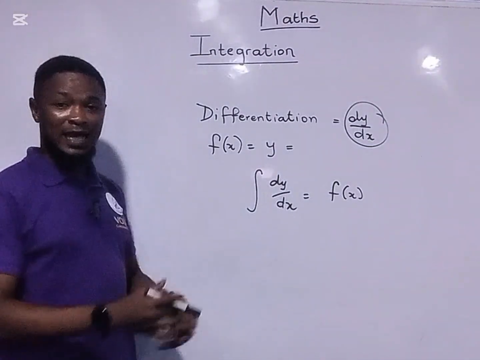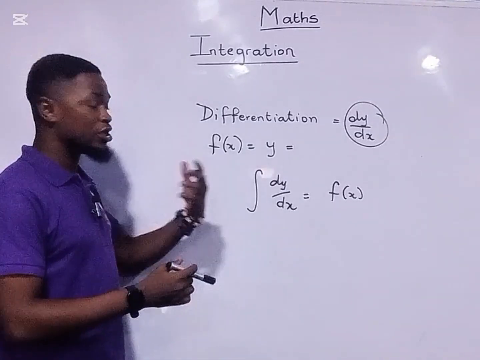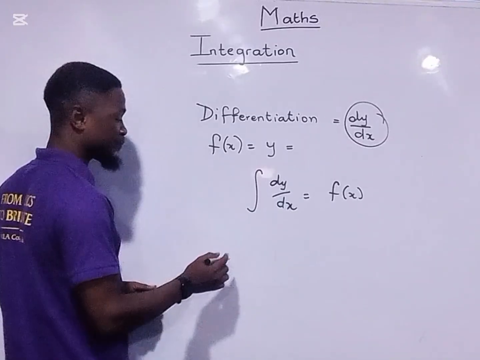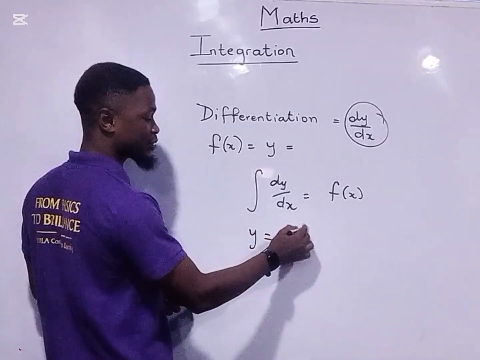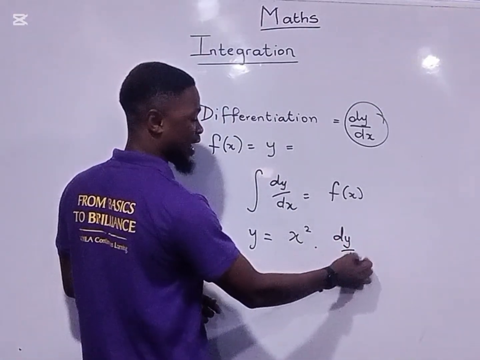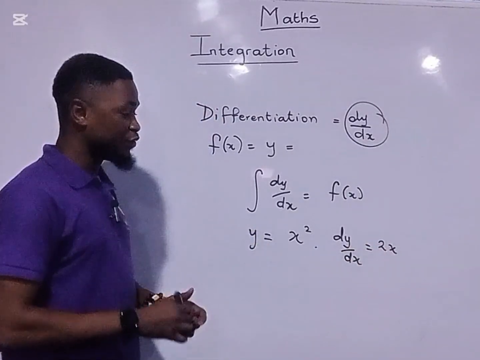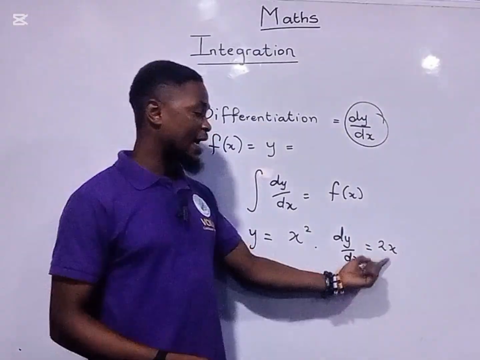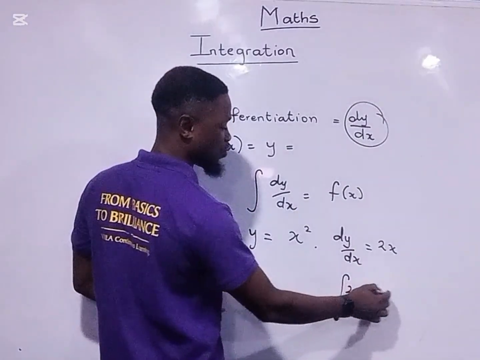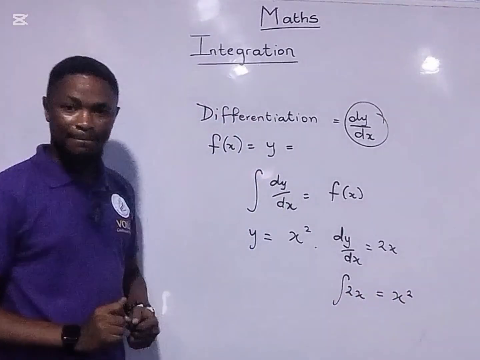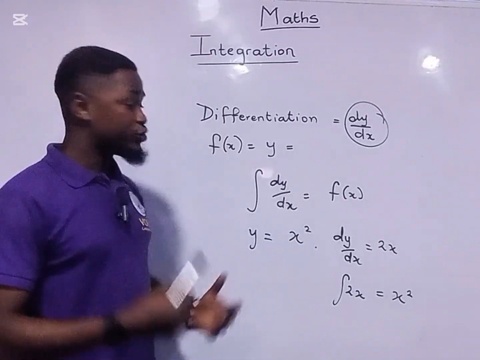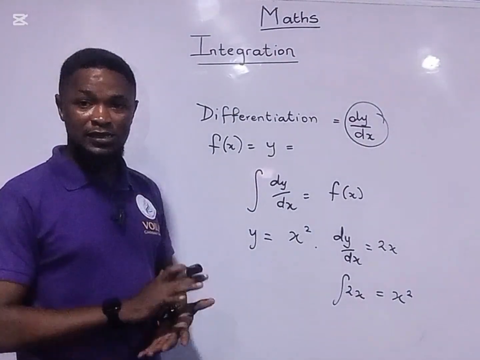So that means that integration is the opposite of differentiation. That's what it simply means. For instance, if I give you a function as x squared and I ask you to differentiate this function, of course you tell me that dy over dx is 2x. Now, if I give you this 2x that was differentiated and I ask you what was the initial function, what you have to do is to integrate 2x and you will have x squared back. So that's the whole idea of integration.